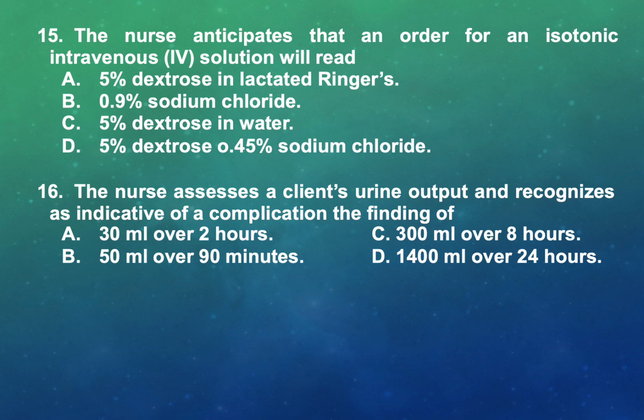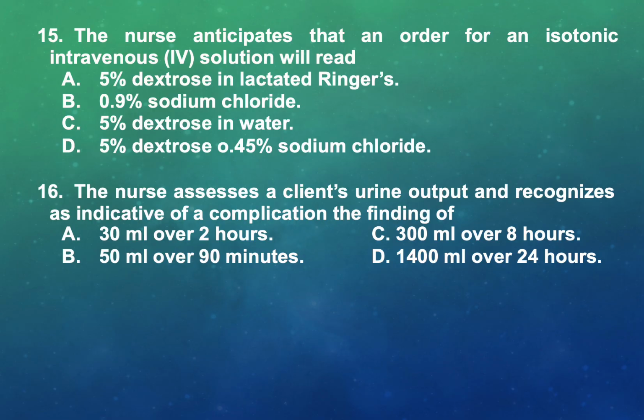15. The nurse anticipates that an order for an isotonic intravenous solution will read, answer, Bravo, that's 0.9 sodium chloride. Of course, an isotonic solution has an osmolality that closely matches human plasma, meaning it expands the extracellular fluid volume without causing a net fluid shift across the cellular membrane. 0.9 NaCl is a standard isotonic crystalloid fluid.